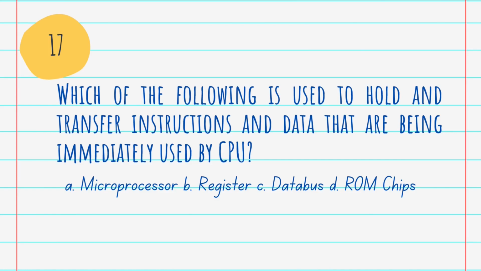Question number 17. Which of the following is used to hold and transfer the instructions and data that are being immediately used by the CPU? A. Microprocessor, B. Register, C. Data bus and D. ROM chips. And the answer is B. Register. Register is used to hold and transfer the instructions and data that are being immediately used by the CPU. Register used by CPU is also known as the processor register. This holds an instruction, a storage address or any data such as bit sequence or individual characters.